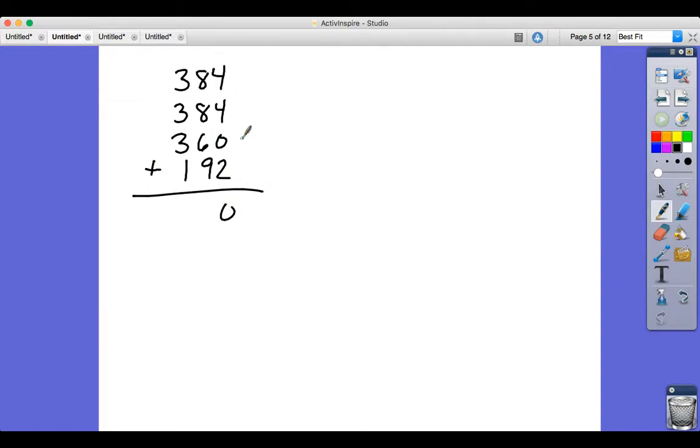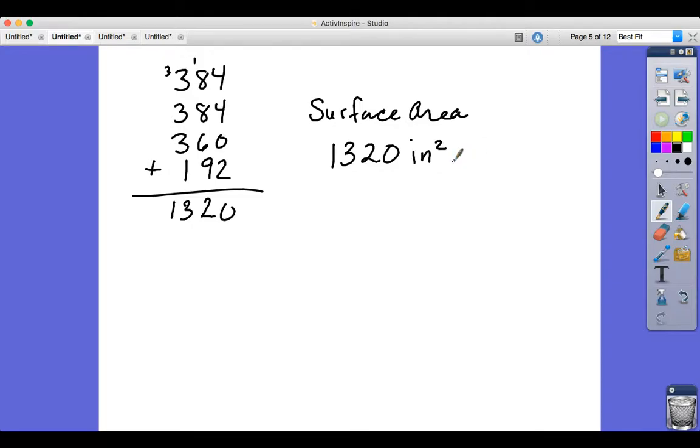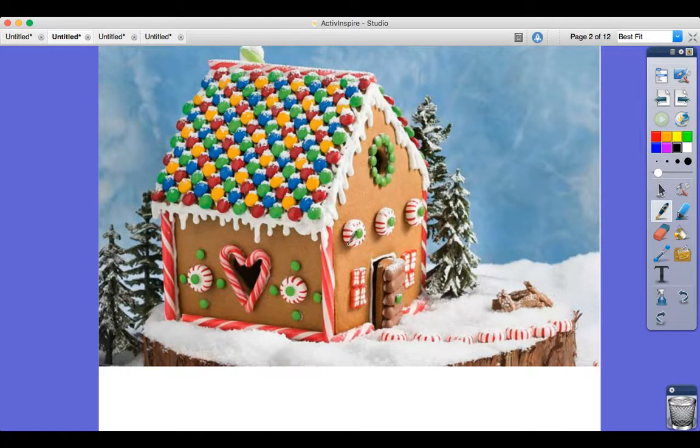4 plus 4 plus 8, that's 10. Carry the 1. 1 plus 8 plus 8 plus 6 plus 9. So that's 16. 15 is 31, so 32. 3, 6, 9, 12, 13. So our surface area, which is how much gingerbread we're using, is 1,320 inches squared of gingerbread. Okay? So 1,320 square inches of gingerbread to make that gingerbread house. That's a lot of gingerbread.